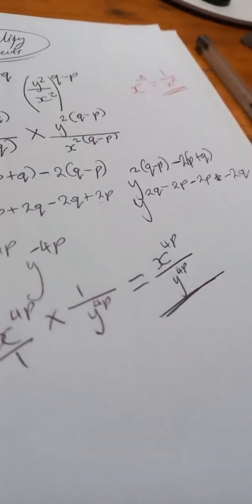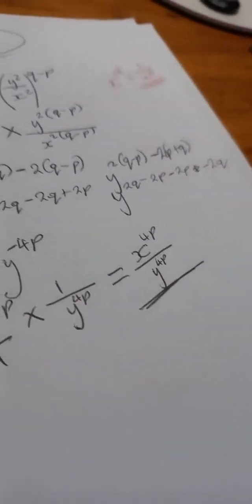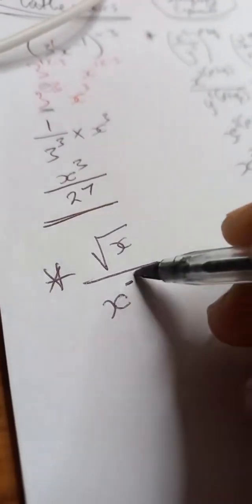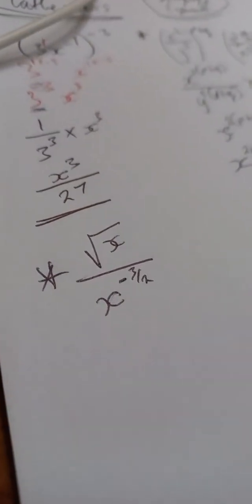Right. Now, we want to do this question here. Square root of x over x to the power negative 3 over 2, right?